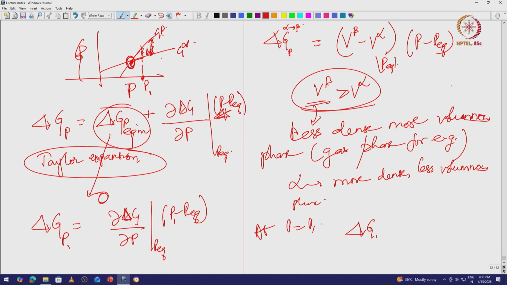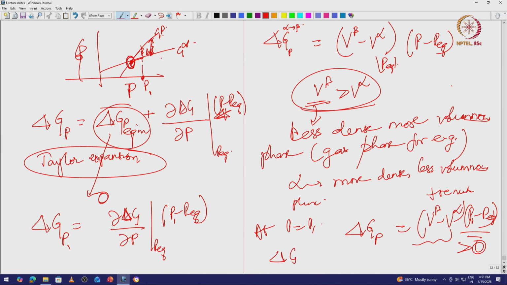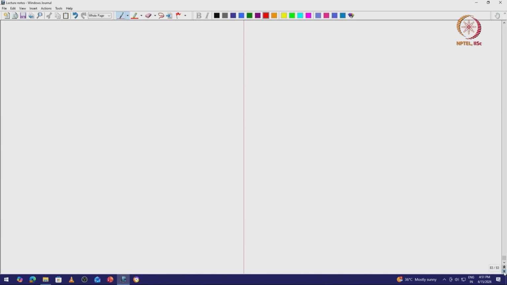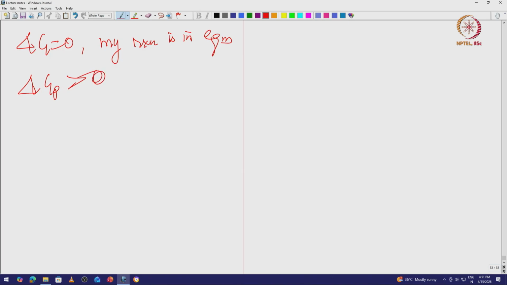Now, at P equal to P1, delta G is equal to some positive number, V beta minus V alpha, times P1 minus P equilibrium. P1 minus P equilibrium is also positive. So I have evaluated it, and delta G is greater than 0. When delta G equals 0, my reaction is in equilibrium. When delta G is greater than 0, my reaction proceeds backwards.